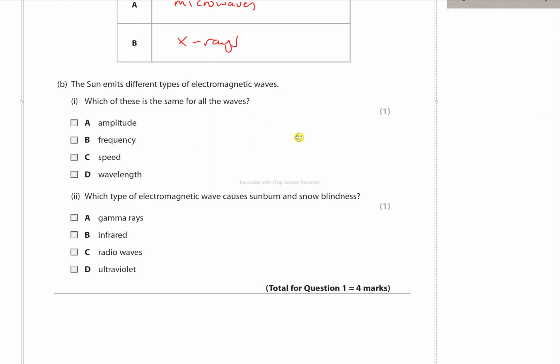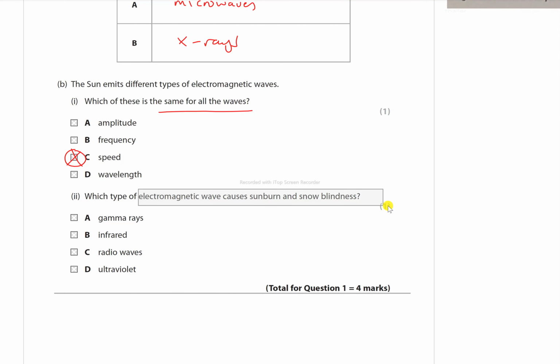Okay, the sun emits different types of electromagnetic waves. Which of these is the same for all the waves? The speed is always the same. The speed does not change. Which type of electromagnetic waves causes sunburn and snow blindness? It will be UV.